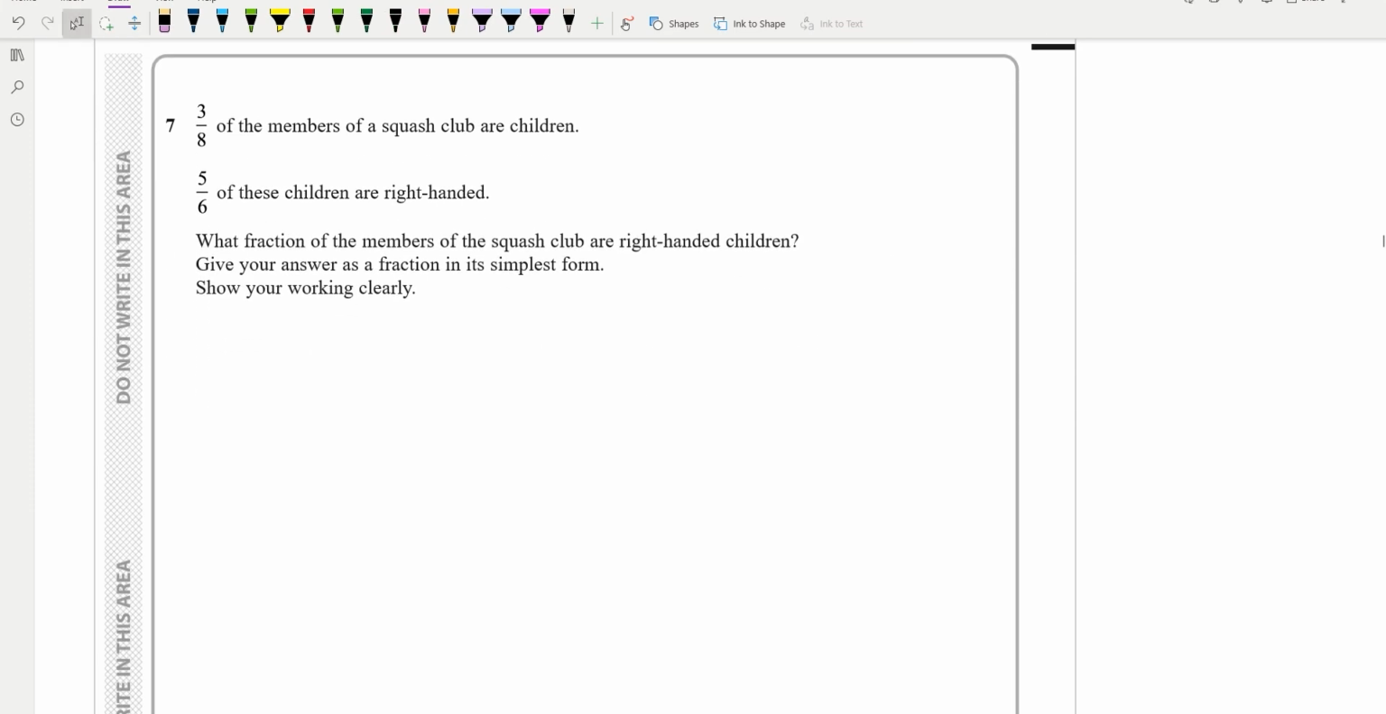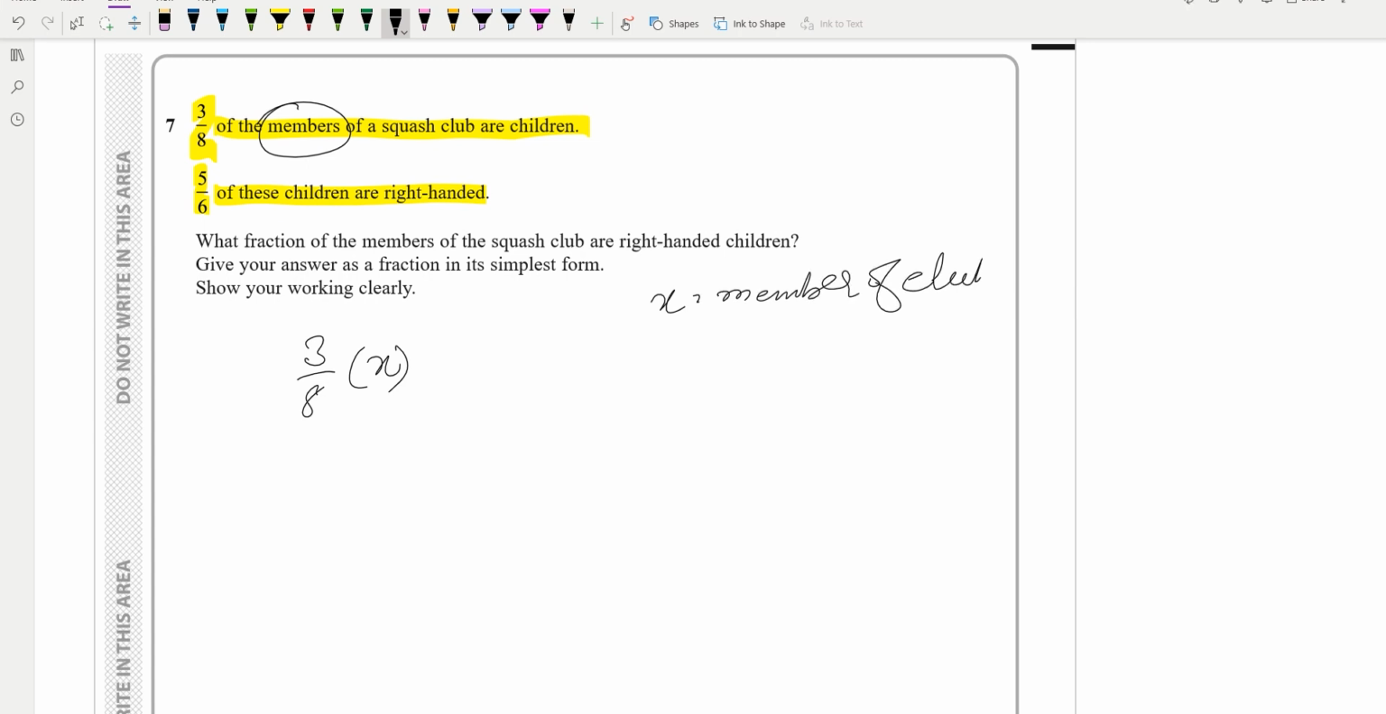Now question number 7, and the question says 3 by 8 of the members of a squash club are children. If we write 3 by 8 of x, which we don't know, x is equal to the members of the club. So 3 by 8 of this are children, and then they are saying 5 by 6 of these children are right-handed.